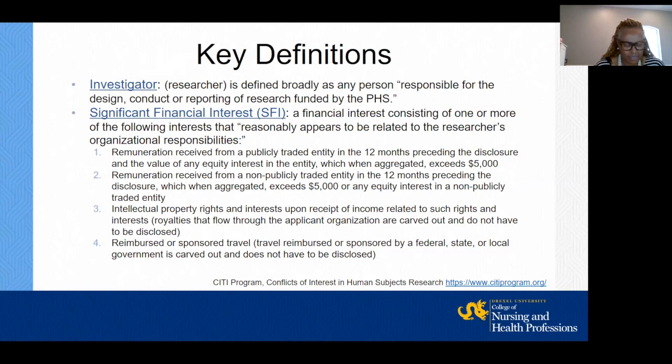Key definitions. Who is an investigator? We like to think that investigator really is the principal investigator, but it can be anyone who is deemed responsible for the design, conduct, and reporting of a research project, especially one funded by PHS. There are times when a principal investigator cannot be the PI of his study because of conflict, so he or she may name someone else in that position. That's why it's inclusive of anyone who's responsible for the design, conduct, and reporting.